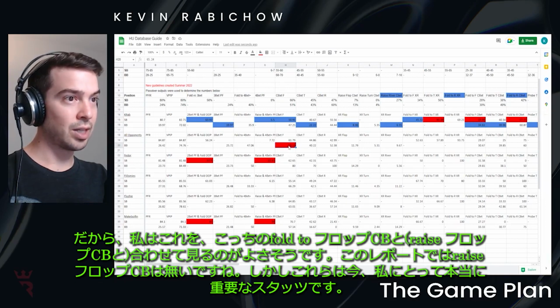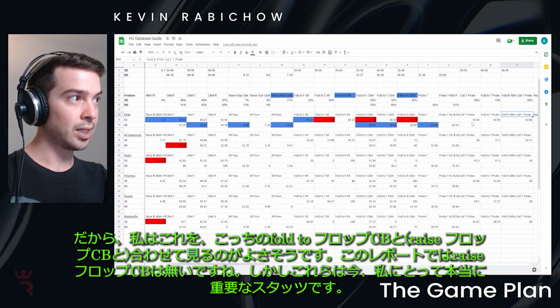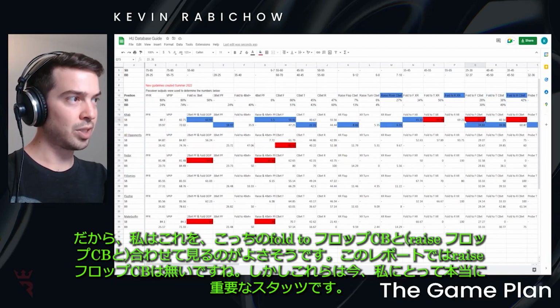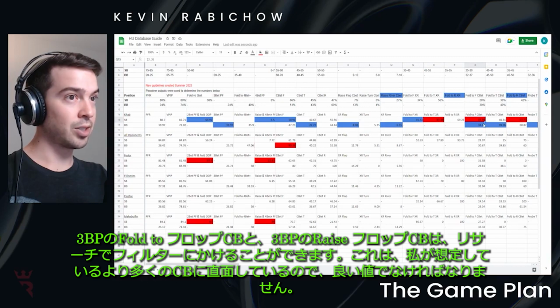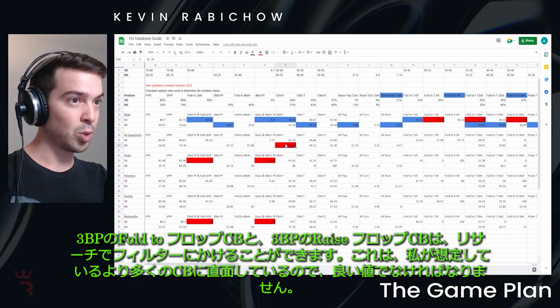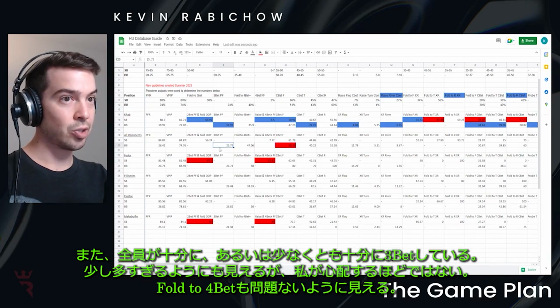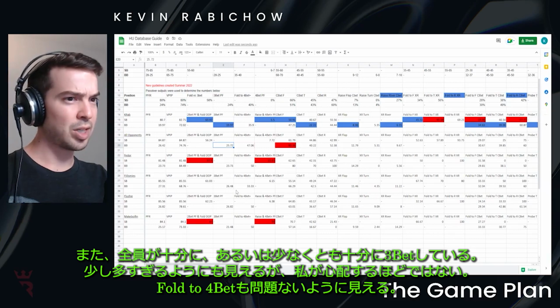So I might be looking at this in conjunction with this over here, fold to flop c-bet. I don't have raise flop in this report, but these are now really important stats for me. Fold to flop c-bet in 3-bet pots, and also raise flop c-bet in 3-bet pots, something I could filter for in research. This needs to be good because I'm facing more c-bets than I'm supposed to. Also, everyone is 3-betting adequately, or at least enough. It seems maybe even slightly too much, but not by enough to cause any concern for me.